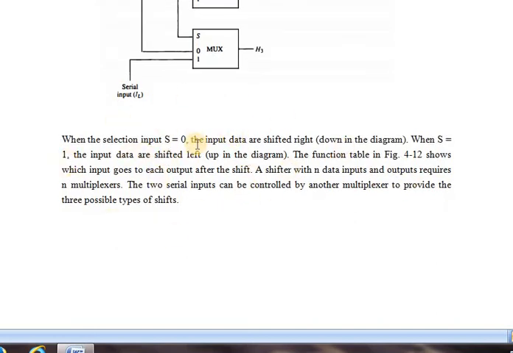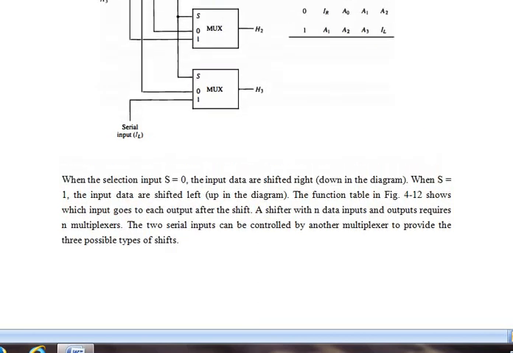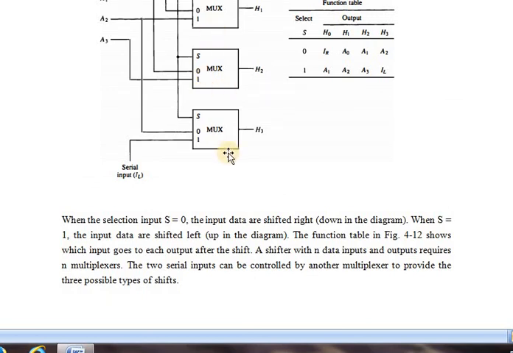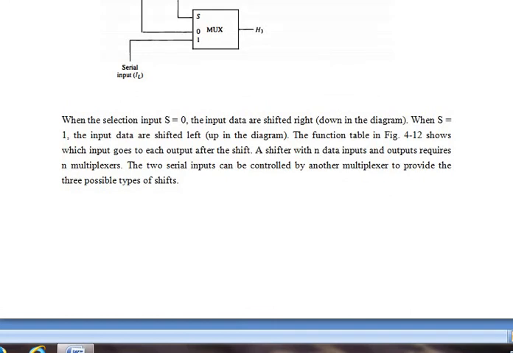When the selection S is equal to 0, data are shifted right, down in the diagram. S equal to 1 means shifted left, up in the diagram. This is the important thing you have to note. So from A0, A1 to A2 it is shifted down, but it is shifted up if you perform shift left. A shifter with n data inputs and outputs requires n multiplexers. The 2 serial inputs can be controlled by another multiplexer to provide the 3 possible types of shifts.